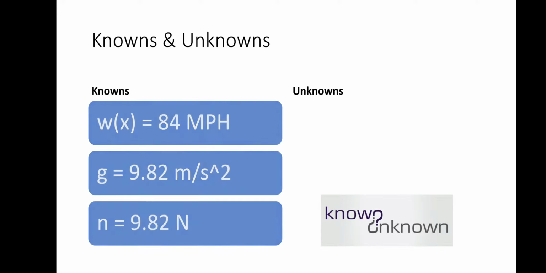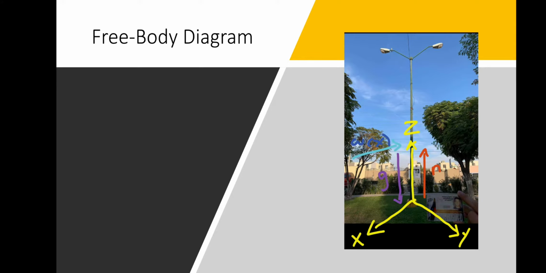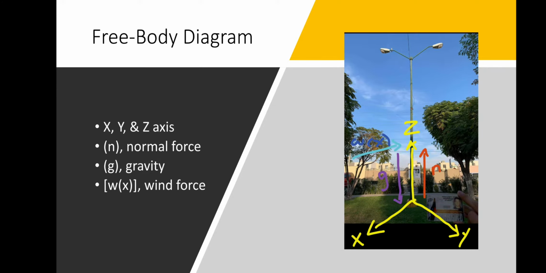What are the knowns and unknowns? The knowns are, of course, the wind speed, which is 84 miles per hour, gravity, and the normal force. Our unknowns are going to be the wind load, the surface area, the dynamic pressure, and the density of air. Our free body diagram here denotes the X, Y, and Z axis, the normal force, gravity, and the wind force.